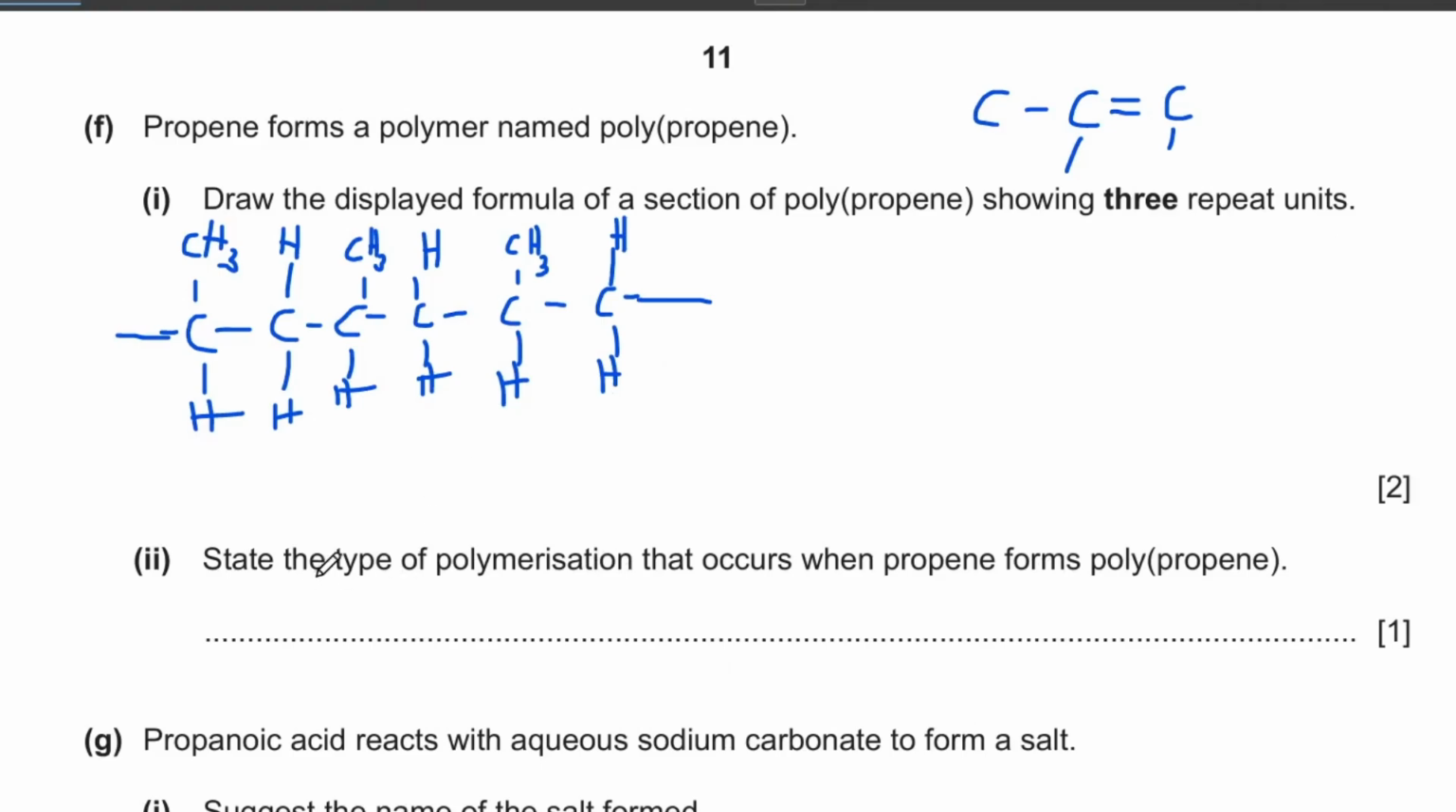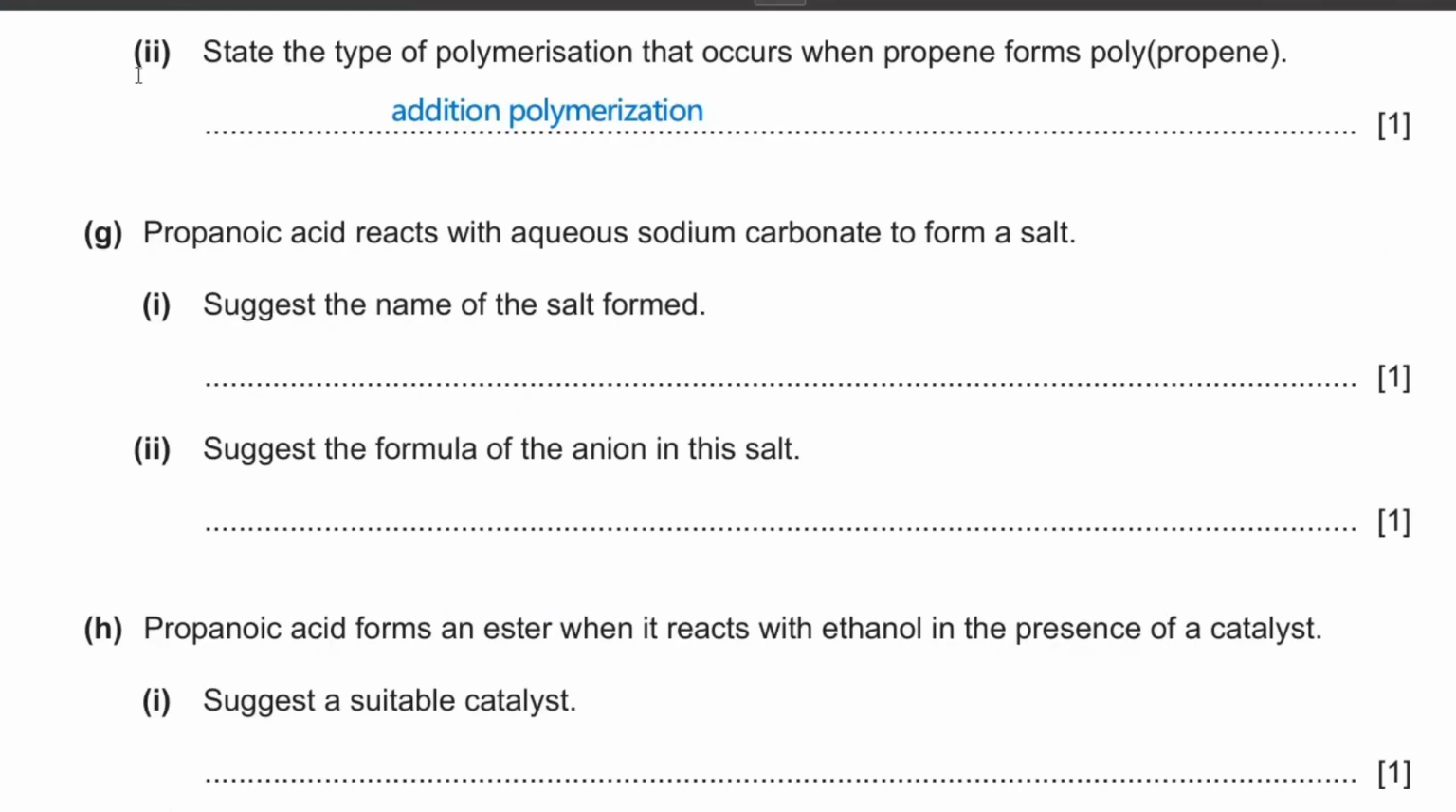Next question. State the type of polymerization that occurs when propene forms polypropene. The answer is addition polymerization. Next question. Propanoic acid reacts with aqueous sodium carbonate to form a salt. Suggest the name of the salt formed. The name of the salt formed is going to be sodium propanoate. Now this is simple. It's just your normal acid plus carbonate to give you salt, water, and carbon dioxide. Just like when you have sodium carbonate and sulfuric acid, it's going to give you sodium sulfate. It's the same thing here.